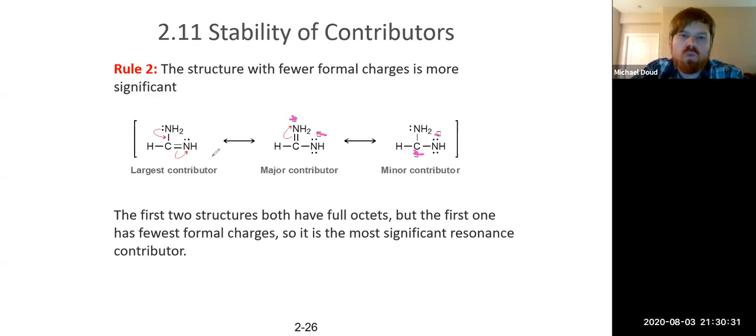Okay, we have filled octets in the first two. So these are going to be major contributors. This is going to be a minor contributor because it has an unfilled octet. But we can actually identify the better one here because this one has 0 formal charges and this one has 2 separate formal charges. So this one's going to be the biggest contributor. This is going to be a contributor, and this is going to be a very minor contributor here.